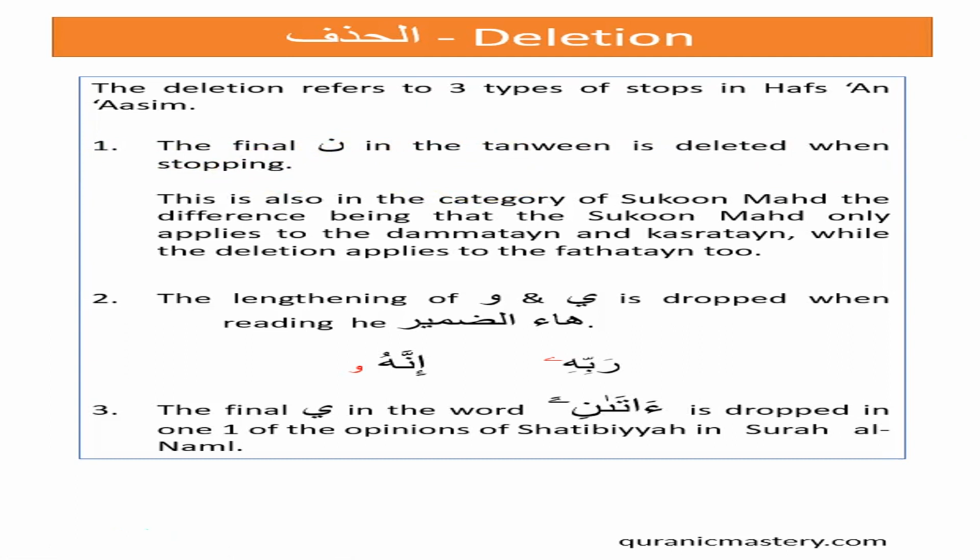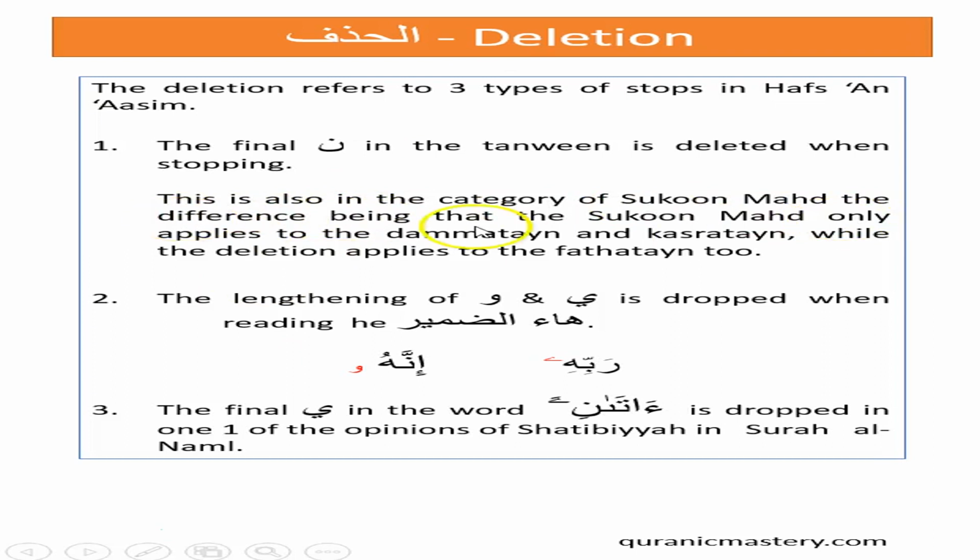We already know that when we are stopping on the fathatain, dhammatain or kasratain, the thing with the fathatain is that you turn it into alif. The thing with the dhammatain and kasratain is that you remove it completely and you turn it into a sakin. So we are deleting the final noon sound. An, un, in, in all cases we are deleting the noon sound. So this is also the category of sukun al-mahd.